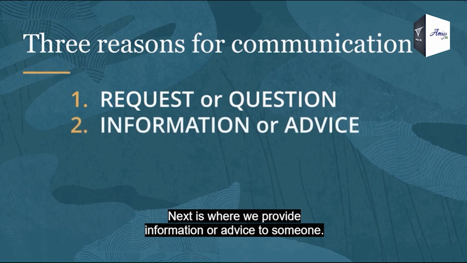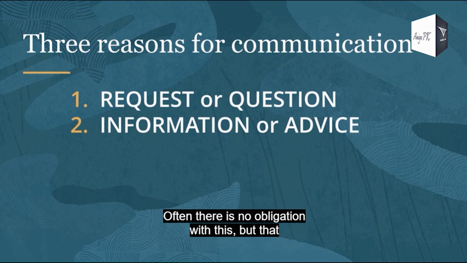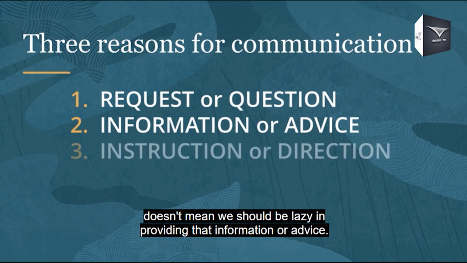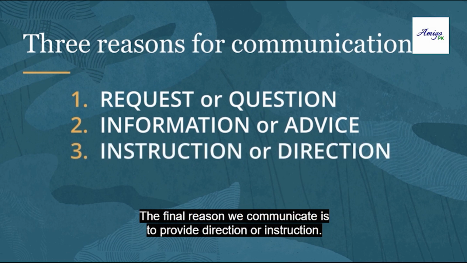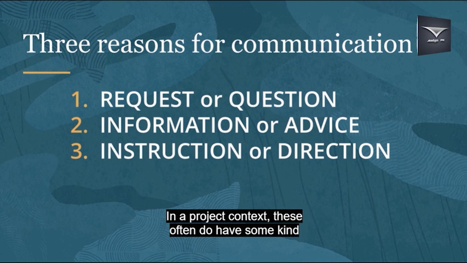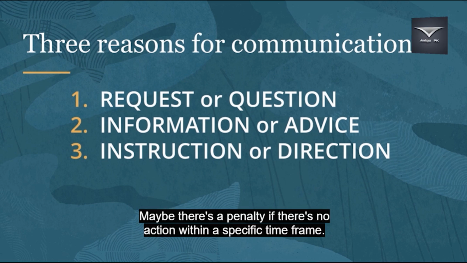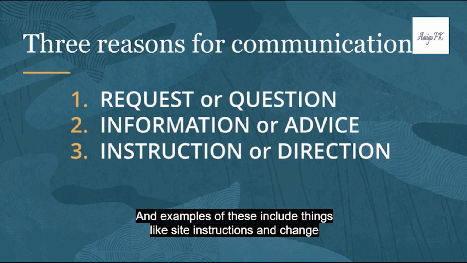Next is where we provide information or advice to someone. Often there is no obligation with this, but that doesn't mean we should be lazy in providing that information or advice. The final reason we communicate is to provide direction or instruction. In a project context, these often do have some kind of obligation associated with them. Maybe there's a penalty if they're not actioned within a specific time frame. And examples of these include things like site instructions and change orders.